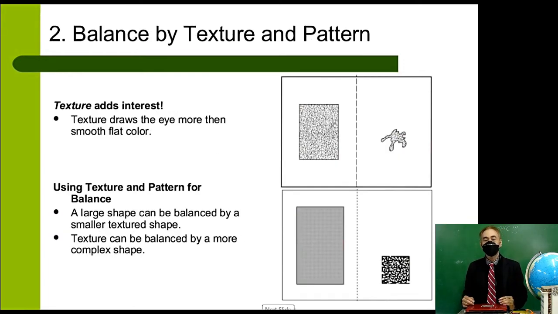Balance by texture and pattern. Texture adds interest. Texture draws the eye more than smooth flat color. Using texture and pattern for balance, a large shape can be balanced by a smaller textured shape. A simple shape can be balanced by a more complex shape. See the example on the right side.